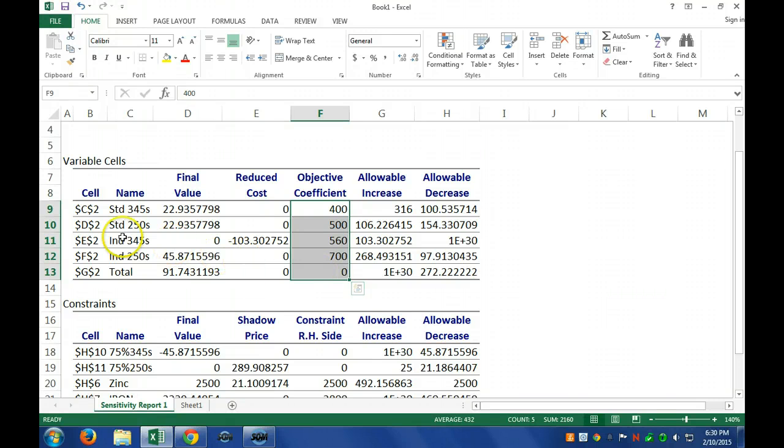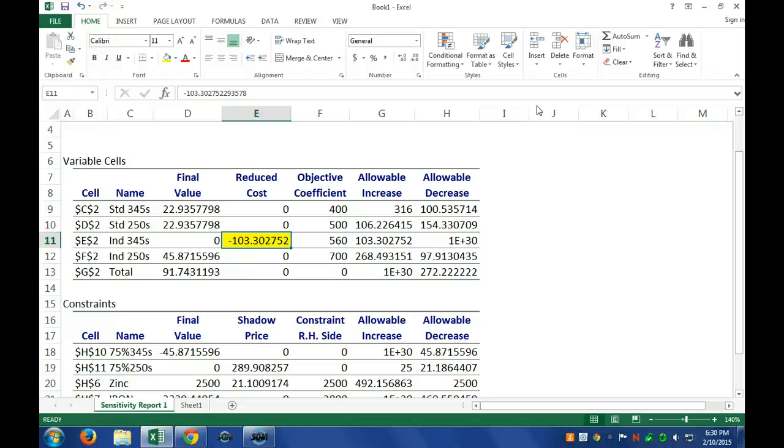We see industrial 345s. We're not making any. So what does industrial 345s have that none of the other ones have? It has a reduced cost. What is that reduced cost telling me? $103.30 roughly. What's it telling me? Two things it tells me. What's it telling me?